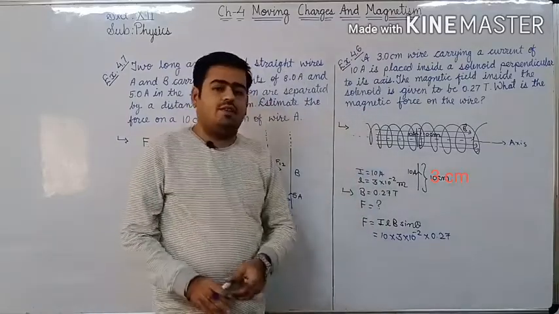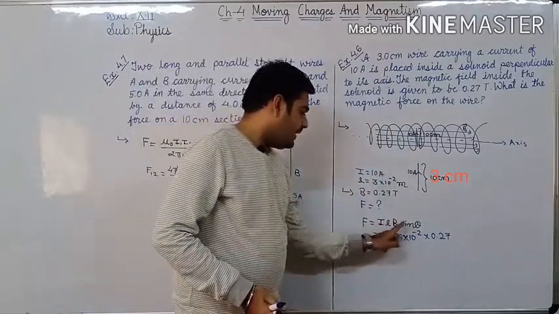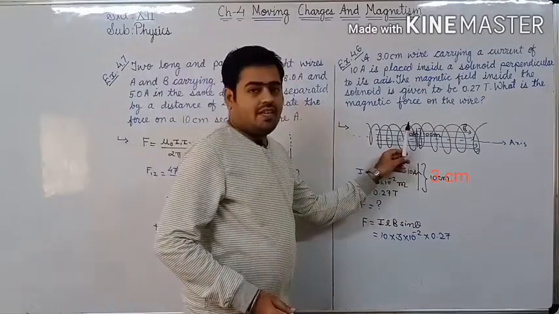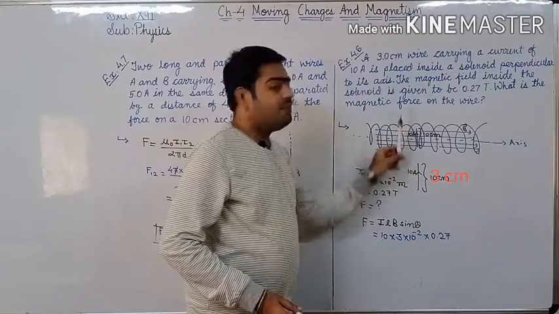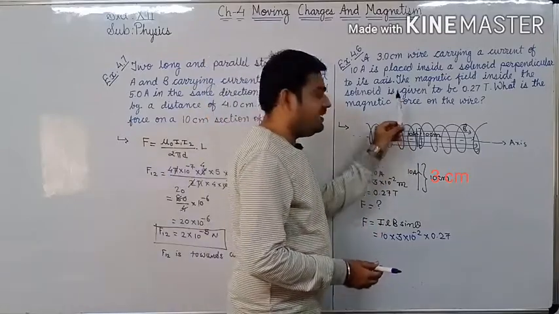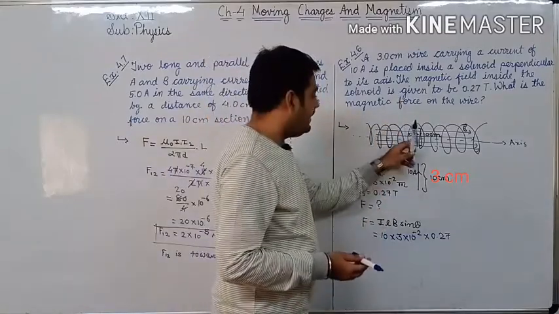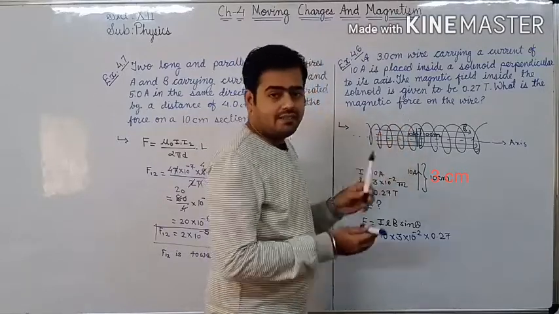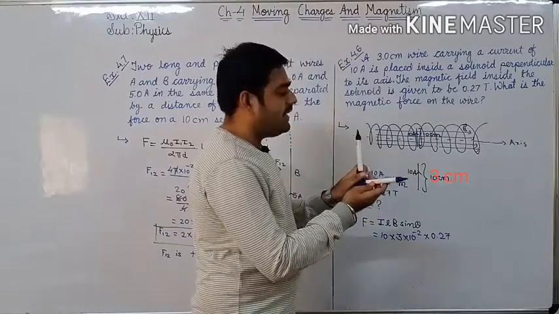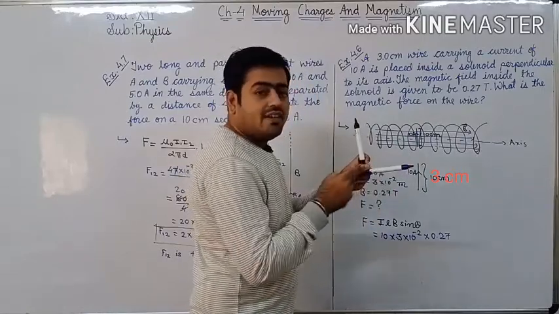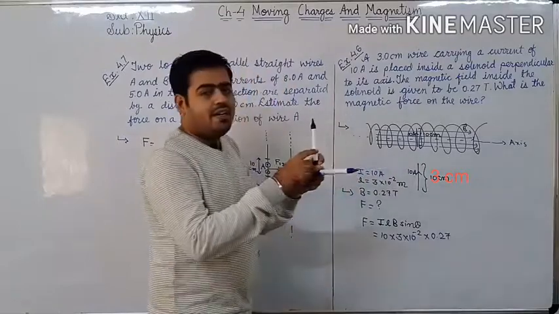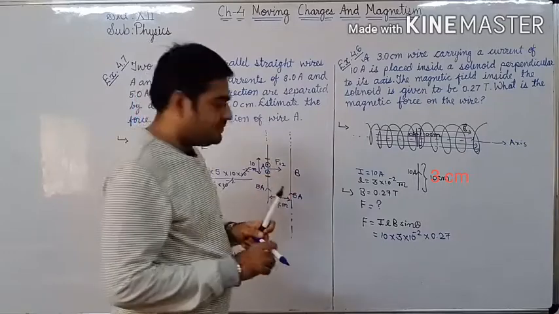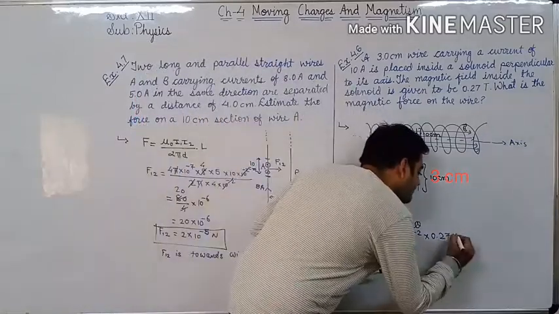sin theta. What is the angle between magnetic field and line element? This length element we have to take in the direction of electric current. Current is in upper direction. Right now I have considered this direction of current in upper direction. So if current is flowing in upper direction and magnetic field is in this direction, then what will be the angle between length element and magnetic field? 90 degree. So sin 90, that is 1.